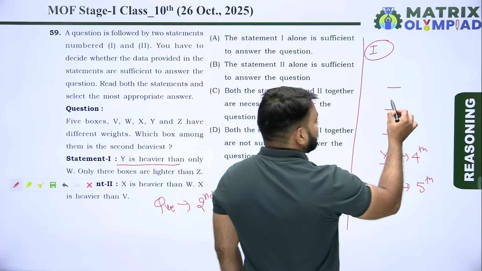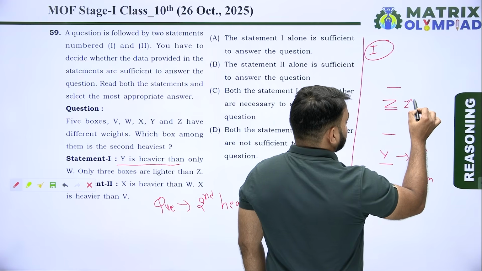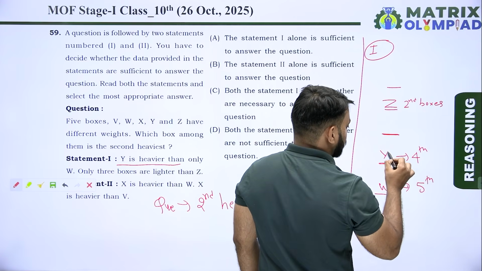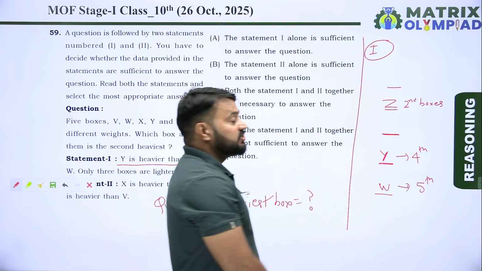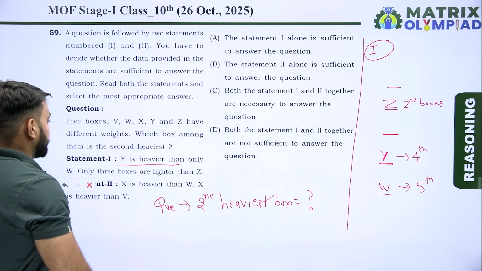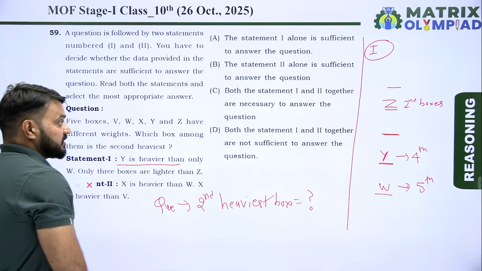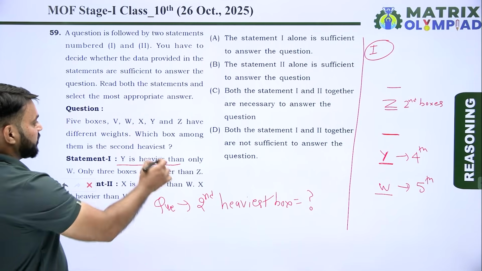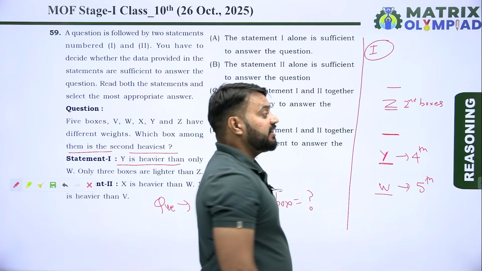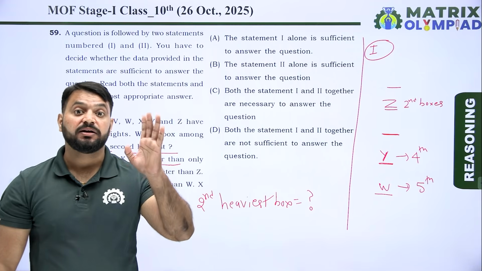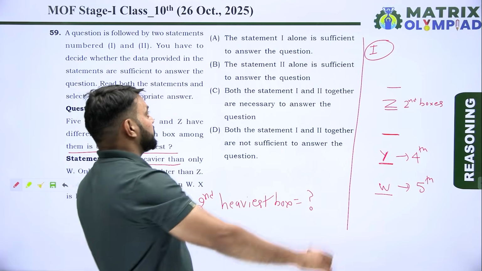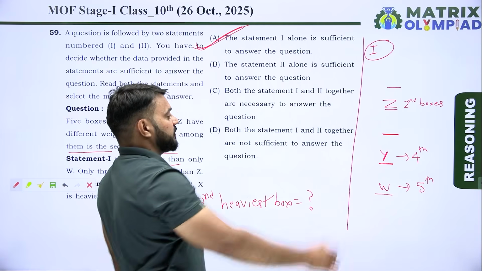So it means Z is the second heaviest box, क्योंकि इसके नीचे 3 बॉक्स बचते हैं और 3 बॉक्स ही लाइटर होंगे कब, जब Z सेकंड हेवीएस्ट होगा तब. So statement first alone is sufficient to answer the question, because the question is the second heaviest box. So Z is the second heaviest box according to statement first. So here statement first alone is sufficient to answer the question is the correct answer of this question.